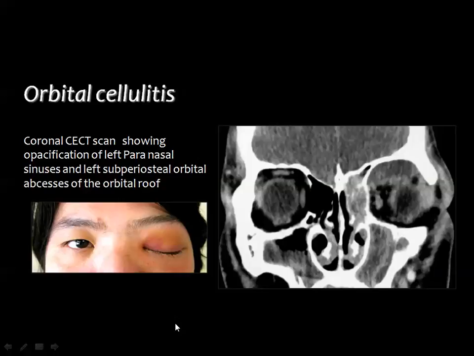You remember whenever we discussed orbital cellulitis, we said that this is frequently a complication of sinusitis, especially ethmoidal sinusitis, since the inflammatory process can gain access into the orbital cavity. One of the frequent complications is the development of what is known as subperiosteal abscess. And this is an example. You see a collection of pus which is marginally enhancing along the orbital roof, and you appreciate the ethmoidal sinusitis as well as the maxillary sinusitis.